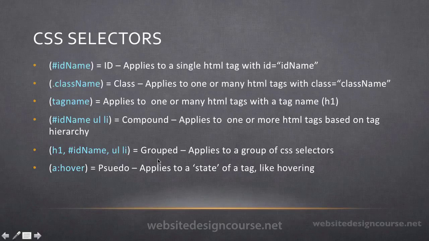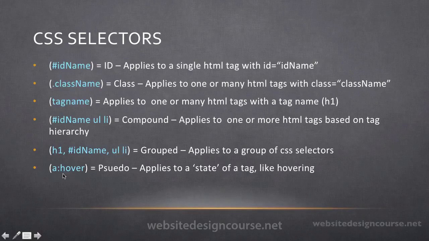A group selector is simply a group of CSS selectors that are all separated by commas. So this would be a header 1, comma, and also an ID name, comma, and then also a list item inside of a UL. So these particular rules would be applied to all 3 of these CSS selectors.